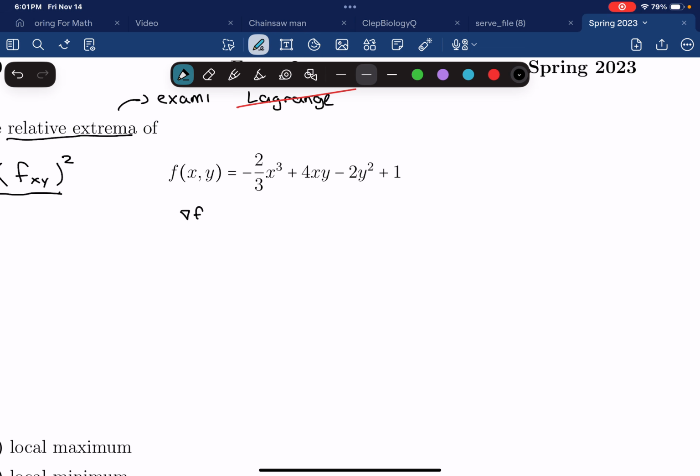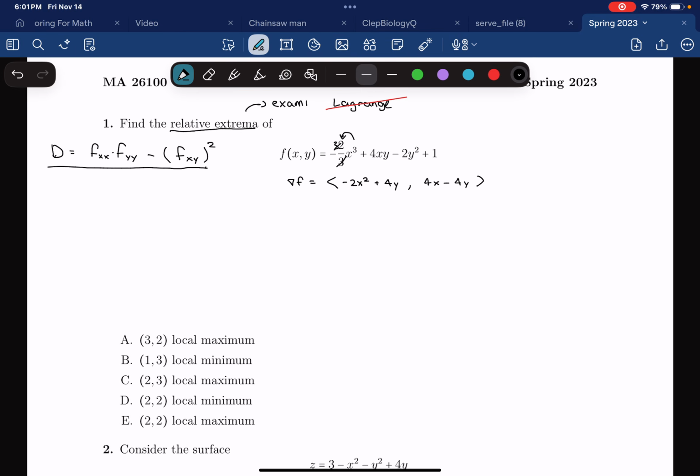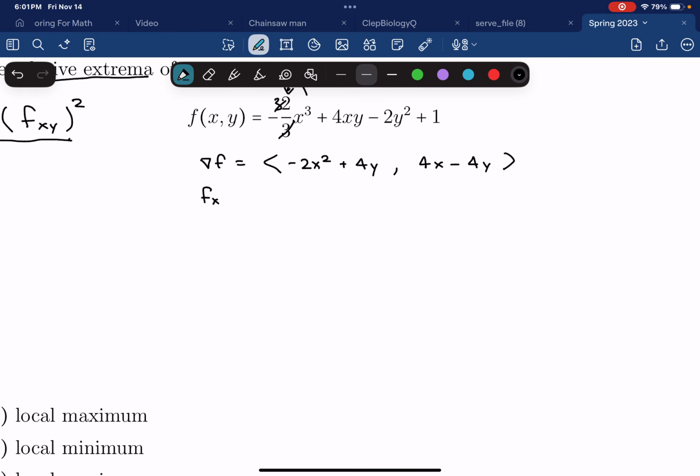So the gradient of f in this case will be, put the 3 there, which just gets you negative 2x squared plus 4y. Okay, the partial with respect to y would just be 4x minus 4y. Okay, so now what we have to do is find when the partial derivative of f with respect to x and the partial derivative of f with respect to y are equal to 0. So in this case, set them equal to 0.